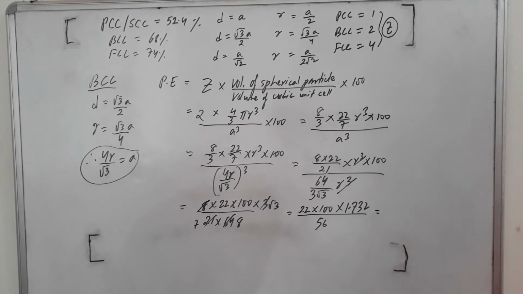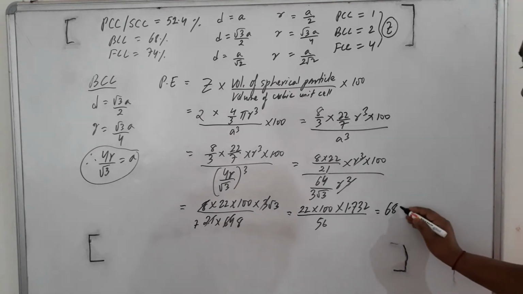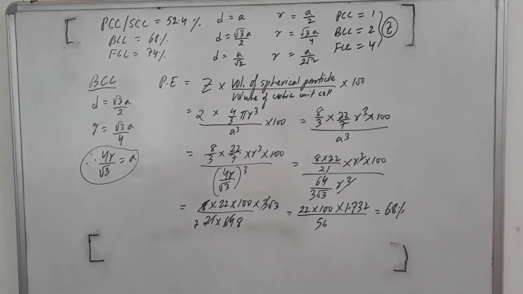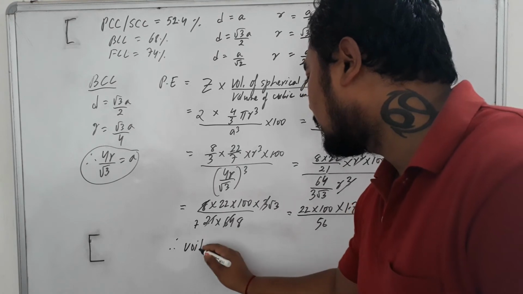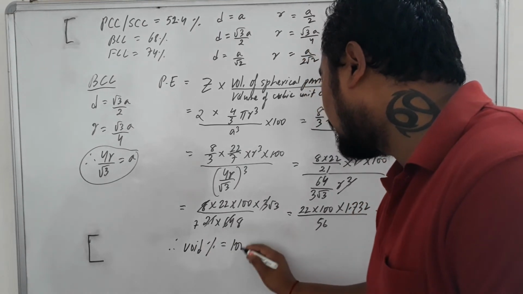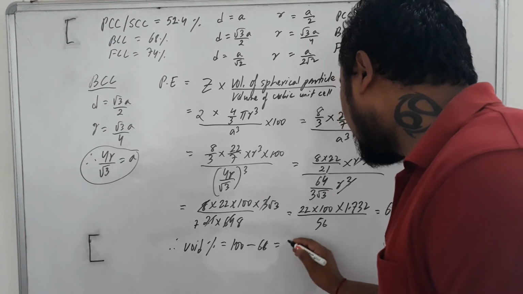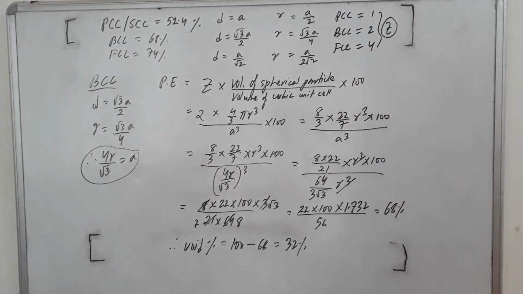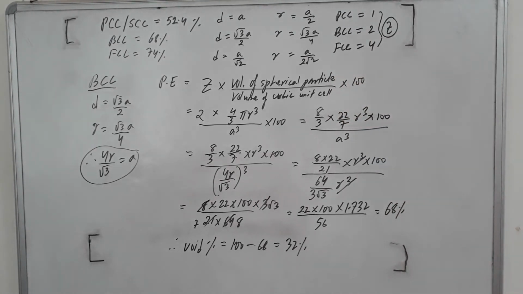Again students, if you calculate the value of this, it will come 68%. So I am not doing the calculation. You have a calculator, so you can do the calculation, and the value will come 68%. Now therefore, how to find the void percentage, students? Void percentage will be 100 minus 68, and that will give you 32%. This is how we do the calculation of packing efficiency and void for BCC. So students, if you want, you can take the screenshot of this, and this is how usually in the board exam the question is asked.